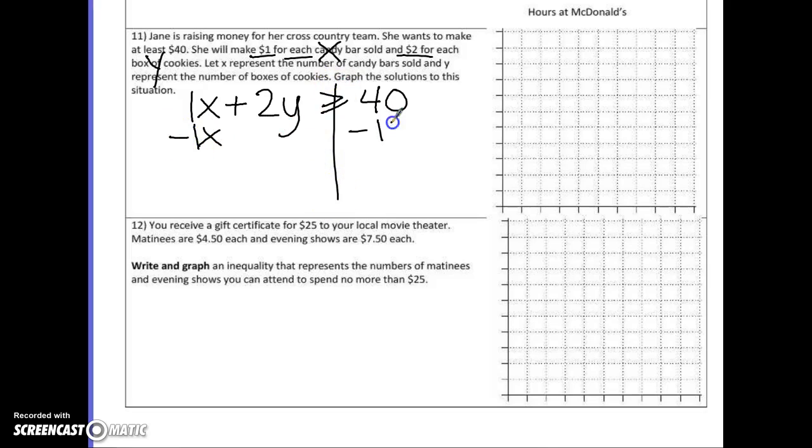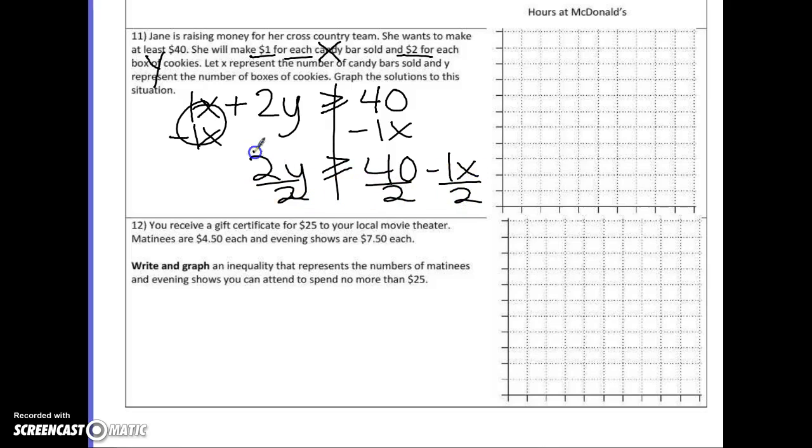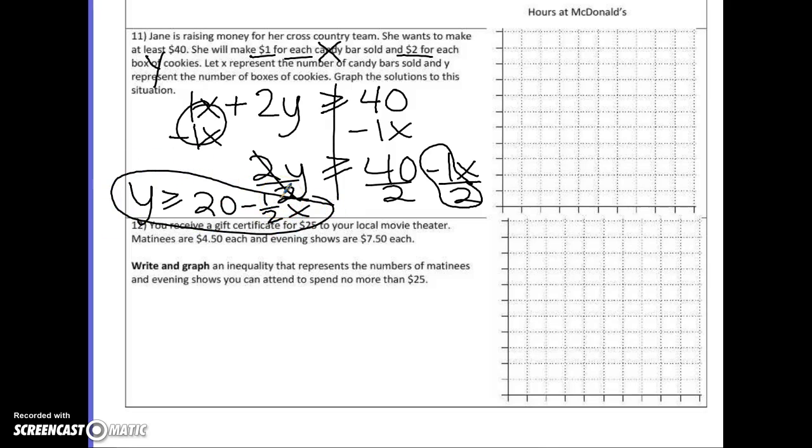Minus 1x, and divide it by 2. Y is greater than or equal to 20 minus 1/2 x. So I'm going to leave it 1/2. So that's what we're graphing.